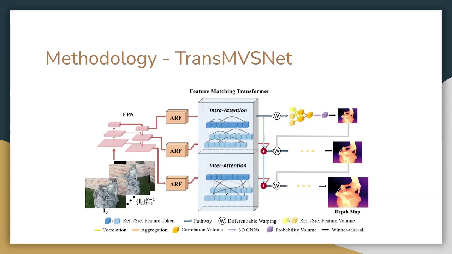And this is the pipeline of TransMVSNet. It consists of 4 primary components. The first, FPN, is to extract image features of the input views. The second part is ARF. It bridges different stages, features, and gradients across different scales. And the third part is the feature matching transformer, which aggregates long-range context information within and across images using intra-attention and inter-attention. And the last part is correlation volume generation, which uses pixel-wise feature correlation to generate the coarse-to-fine correlation volumes.